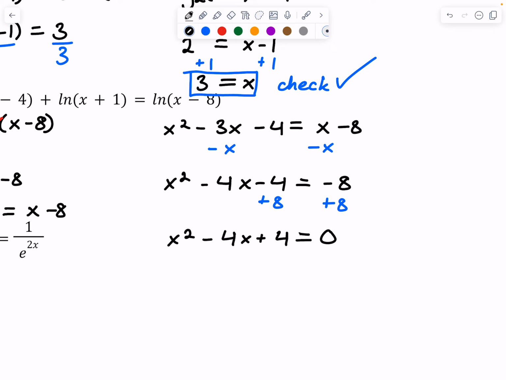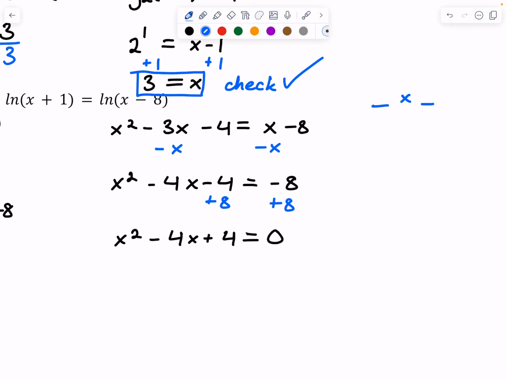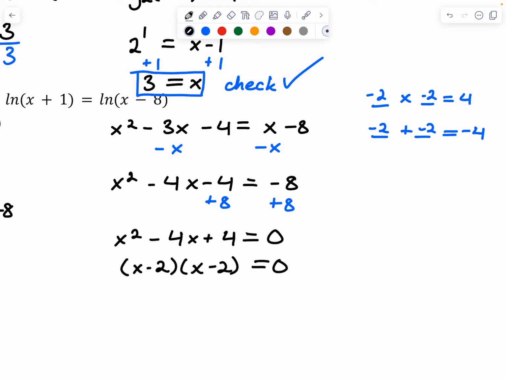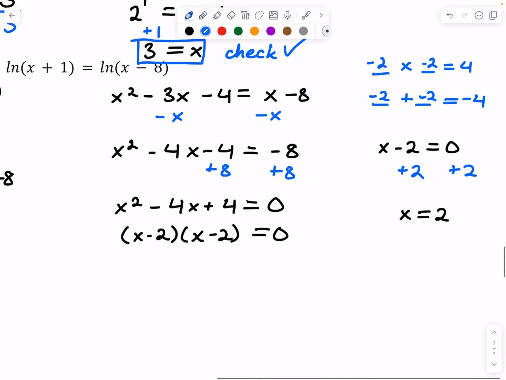Now I can factor this, and to factor it, we really need two numbers that multiply to be 4 and add to be negative 4. The two numbers that I can think of that do this are negative 2 and negative 2. So this factors as (x minus 2) times (x minus 2). And normally we would split that up into two equations, but they're the same equation. So this really just gives us x minus 2 equals 0, which means if I add 2 to both sides, x equals 2. But as always, we need to check our answer because logarithms have restrictions.